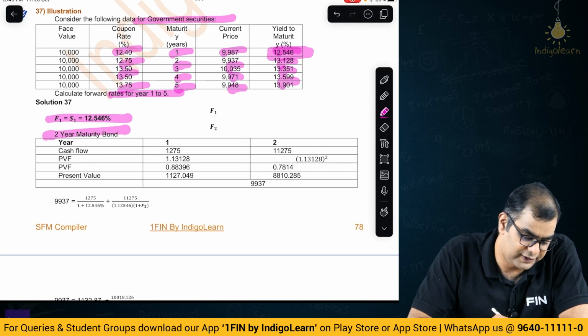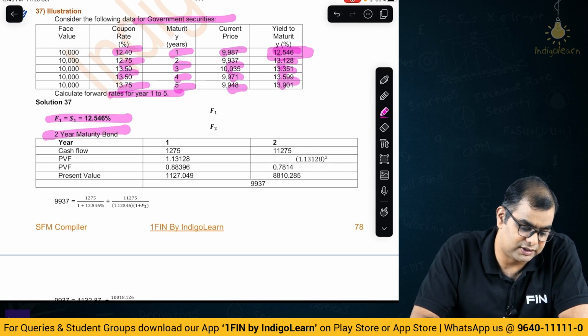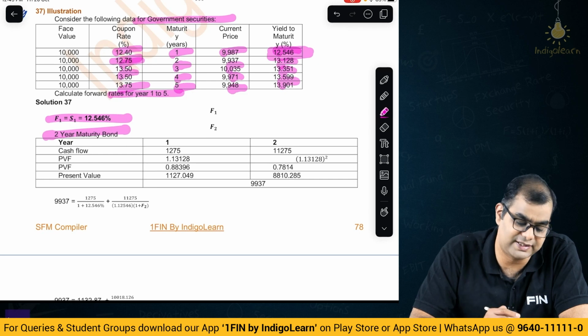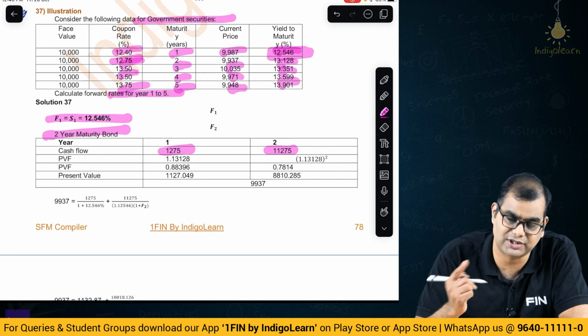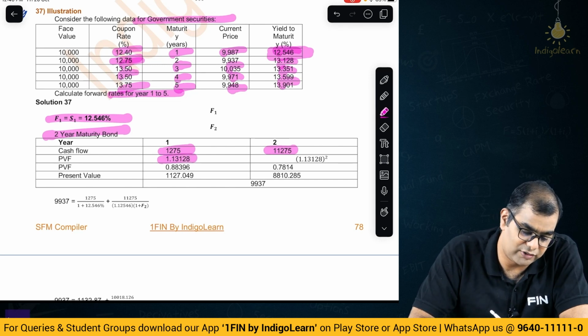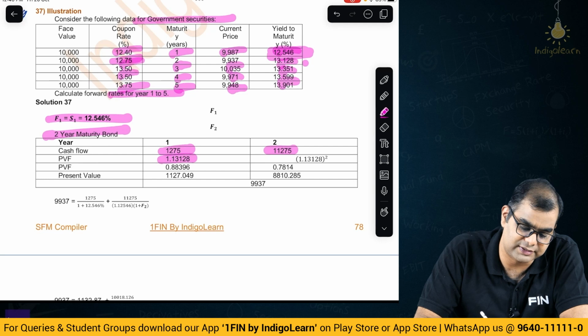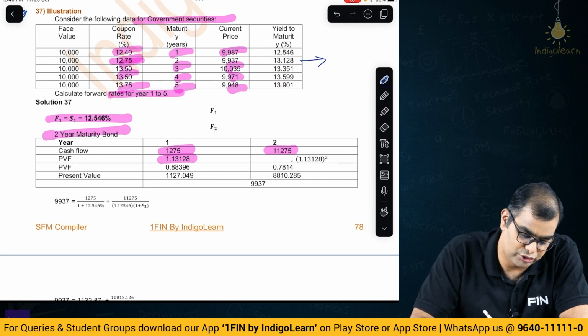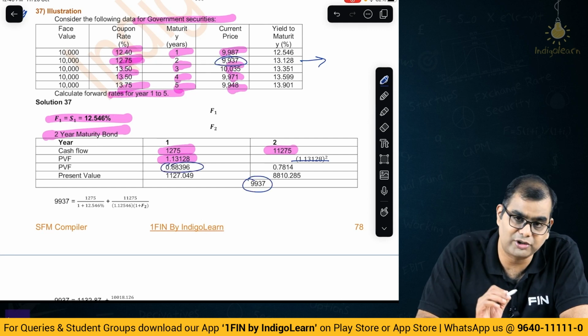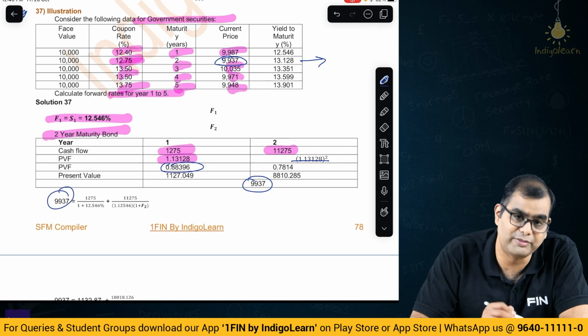Now, 2 year maturity, there is a coupon, 2 year bond is 12.75. And assume they are annual coupons. So, first year 1275, second year 1275 plus 10,000 rupees which is coming back, and present value you have computed at 13.128%. You computed 13.128 because that is a 2 year discount rate. So, by taking 13.128%, you get the value of the bond as 9937, right? You computed 9937, but this 9937 has to be arrived at by using two different rates.